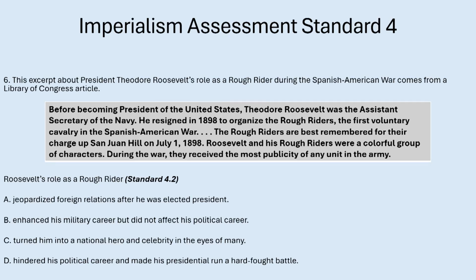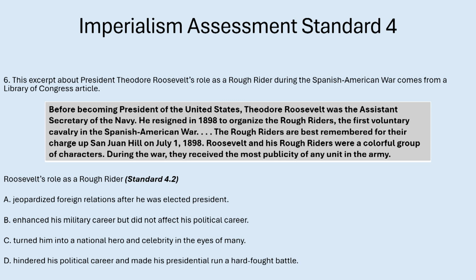This excerpt about President Theodore Roosevelt's role as a Rough Rider during the Spanish-American War comes from a Library of Congress article. Before becoming President of the United States, Theodore Roosevelt was Assistant Secretary of the Navy. He resigned in 1898 to organize the Rough Riders, the first volunteer cavalry in the Spanish-American War. The Rough Riders are best remembered for their charge up San Juan Hill on July 1st, 1898. Roosevelt and his Rough Riders were a colorful group of characters during the war. They received the most publicity of any unit in the Army.